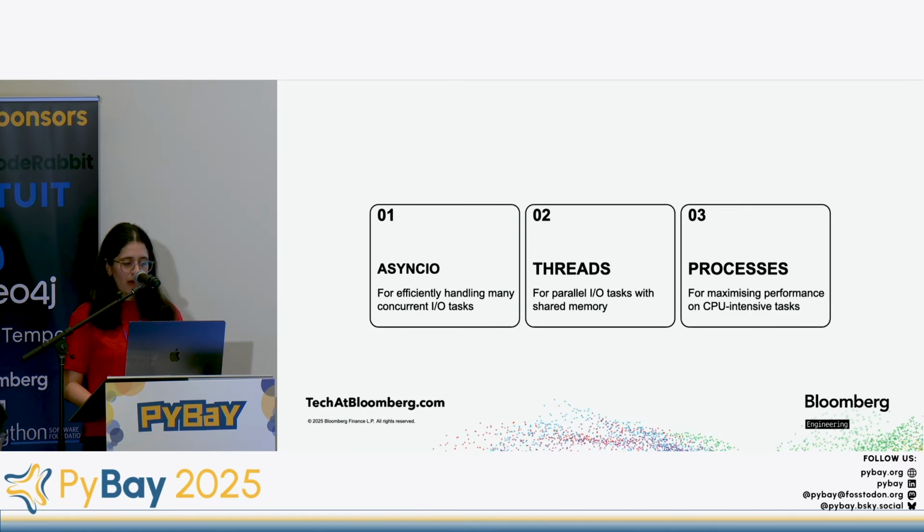So here's a quick comparison of these three. Use async I/O for efficiently handling many concurrent I/O tasks, threads for parallel I/O tasks with shared memory, and processes for maximizing performance on CPU-intensive tasks.